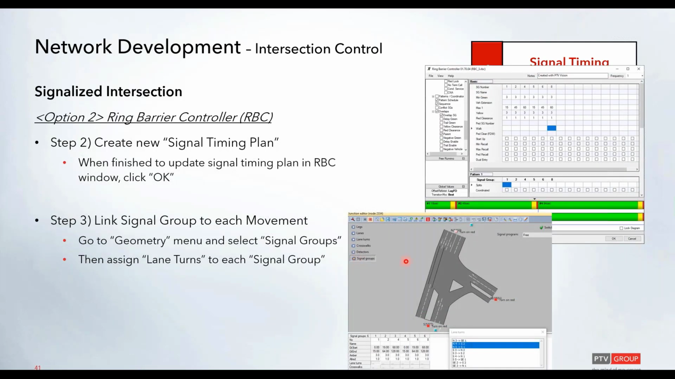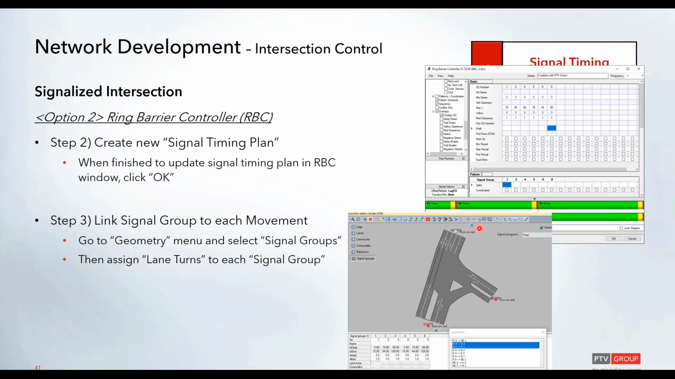Once you open up this ring barrier controller user interface, like how it is shown here, you will need to specify those phase numbers and signal group numbers and so forth, and you will need to enter all the detailed signal timing plans over here as well. If you already have a ring barrier controller file generated from either Vistro or Synchro files, you can go to File and Import, and import that particular signal timing plan that you already have.